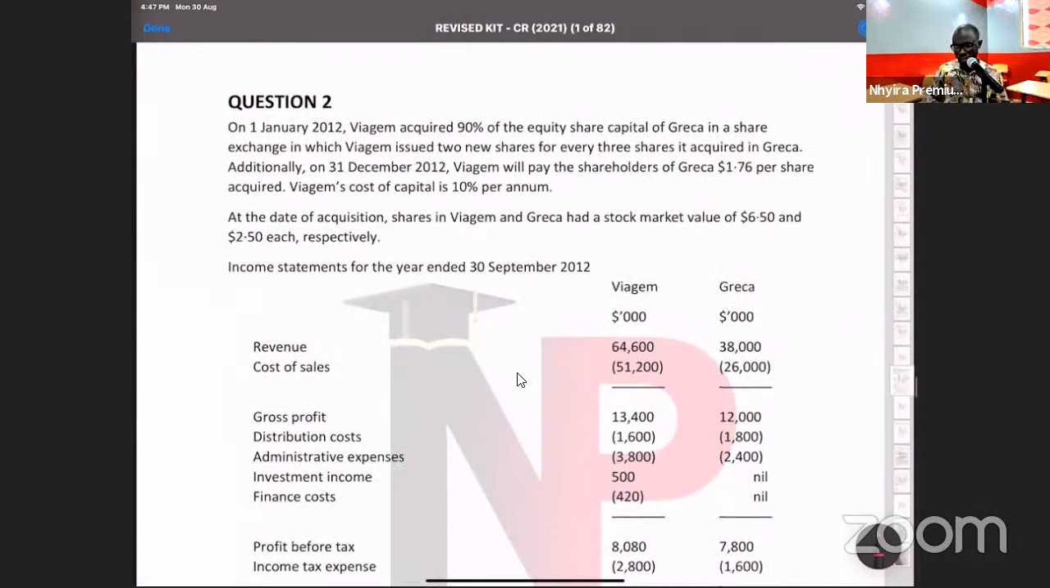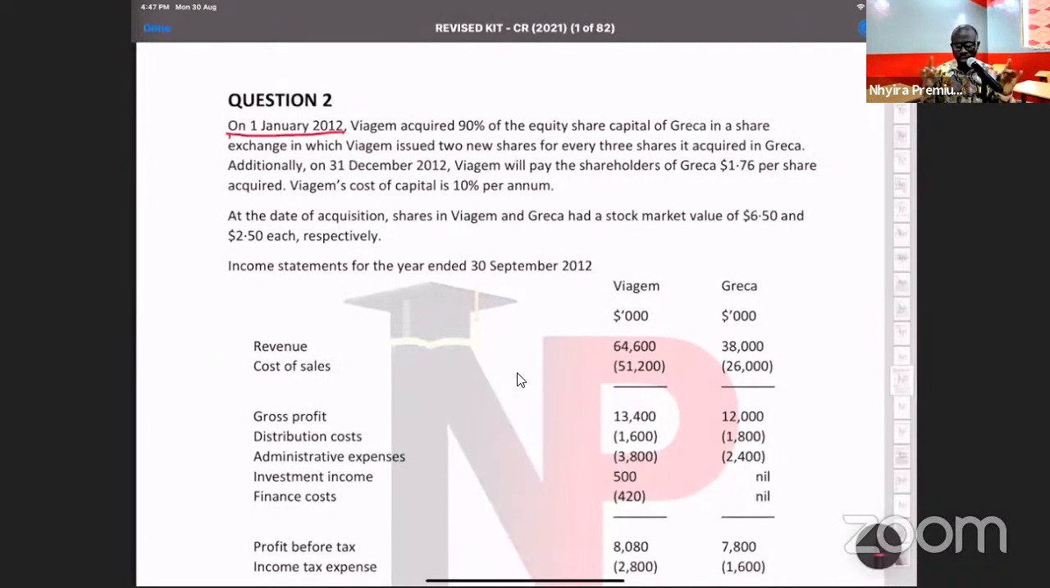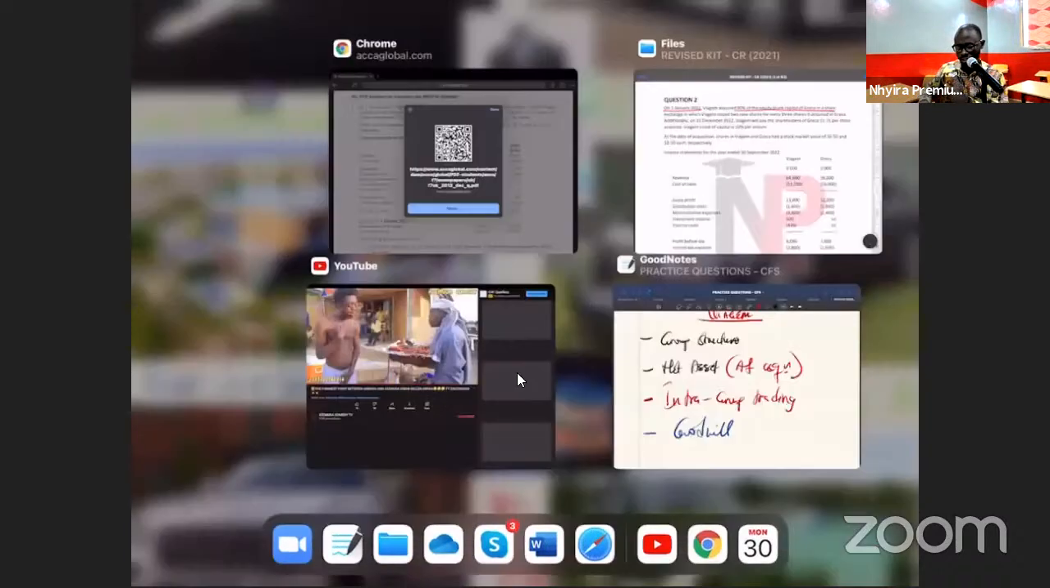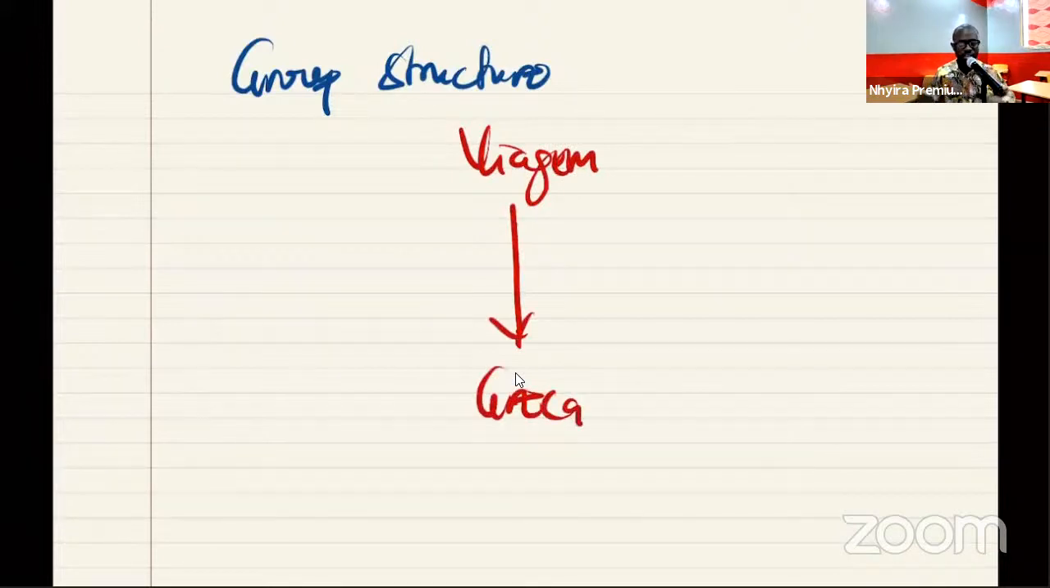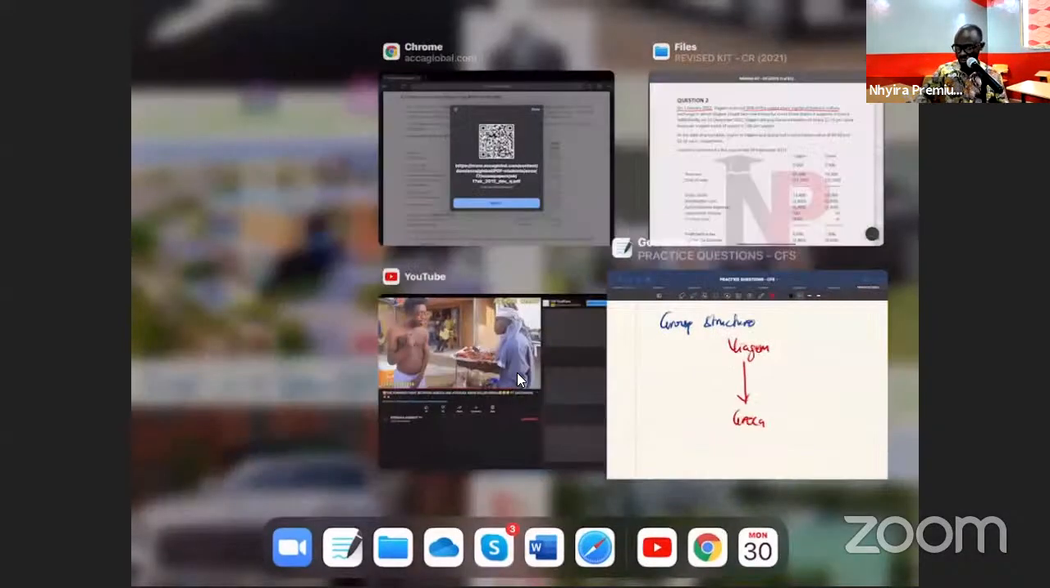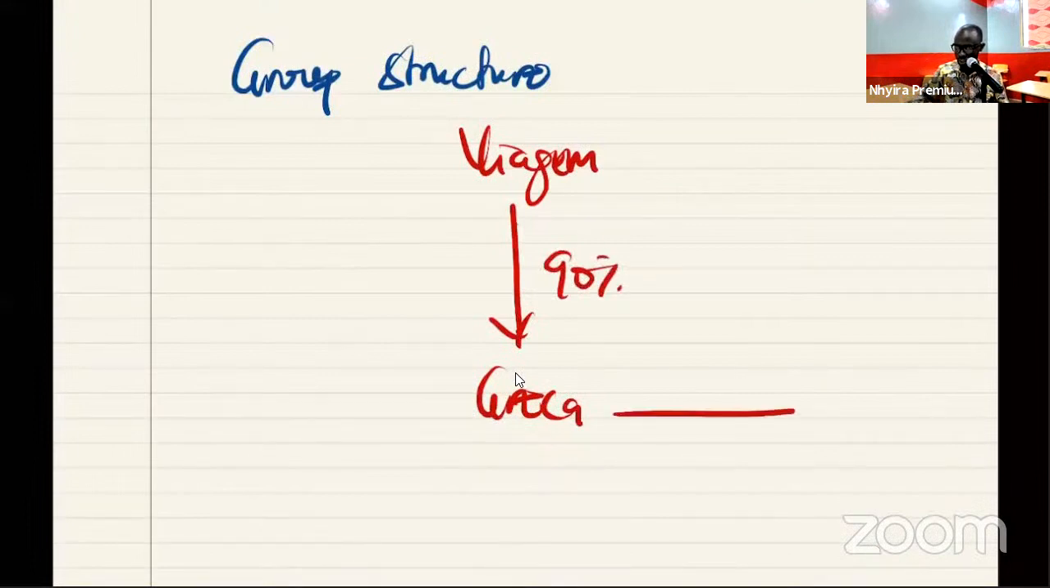On 1st January 2012, Viagem acquired 90% of the equity shares in Grisa. Before I move ahead, I'm getting an understanding straight up of the group structure. So let's pull up our group structure. We know that Viagem is the parent entity and Grisa is a subsidiary. The examiner is saying that they acquired 90%, which means the non-controlling interest is going to be 10%.